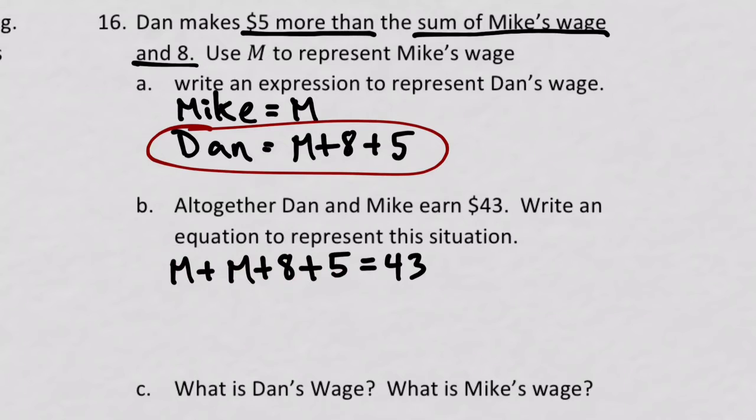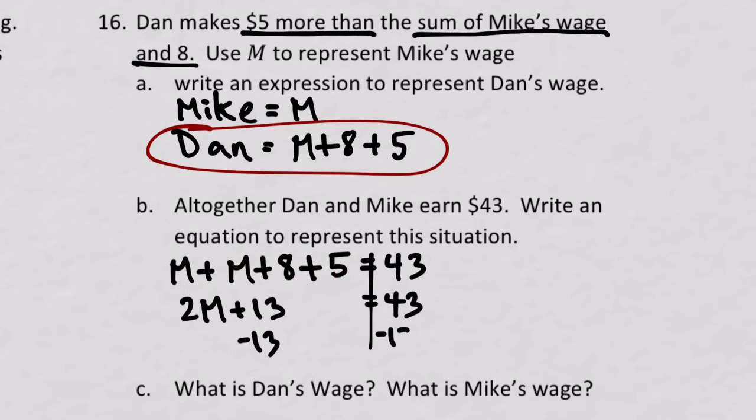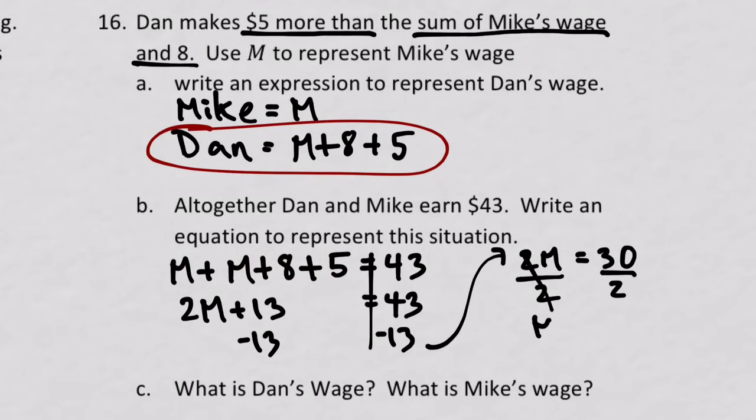Solve it, combine like terms. M plus M is 2M, not M squared, 2M. 8 plus 5 is 13. We already combined like terms, so let's kick out the 13. Kick out the 13 by subtracting it. So I'm going to continue over here. That's going to be 2M on the left side, and equals 43 minus 13 is 30. Divide by 2, and there you go. M is 15.